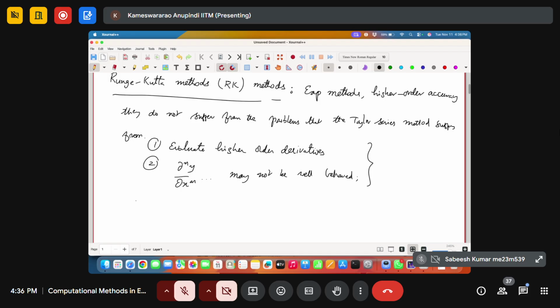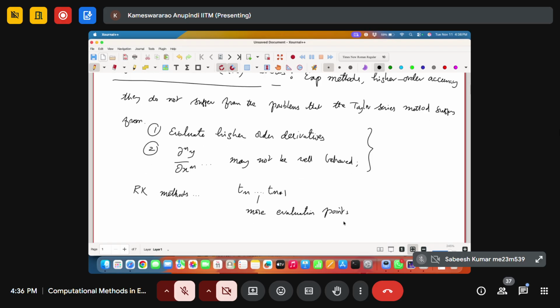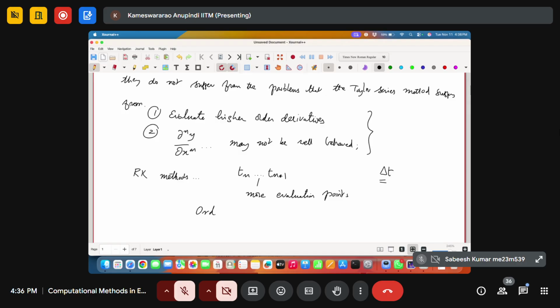Whereas what we do in RK methods is that between tn and tn plus 1, we're going to introduce more evaluation points. Going from tn to tn plus 1 is 1 delta t. So within that delta t, we're going to introduce more points where we can evaluate the function. That is how we are going to increase the order of accuracy of the method.